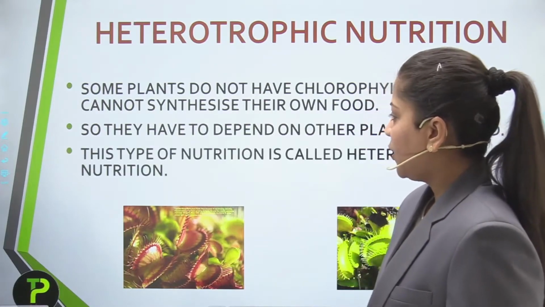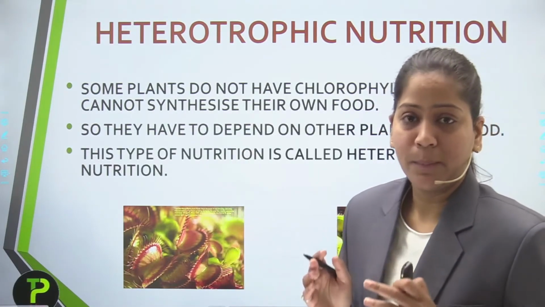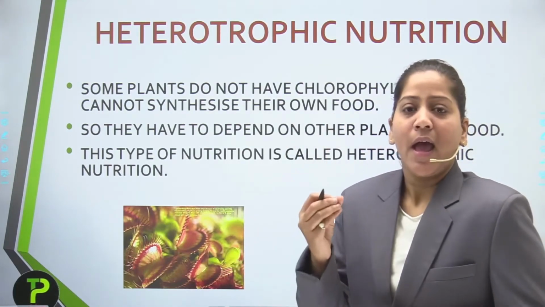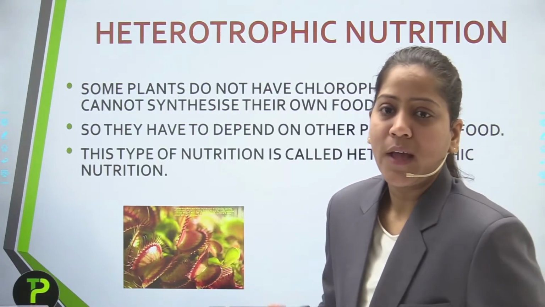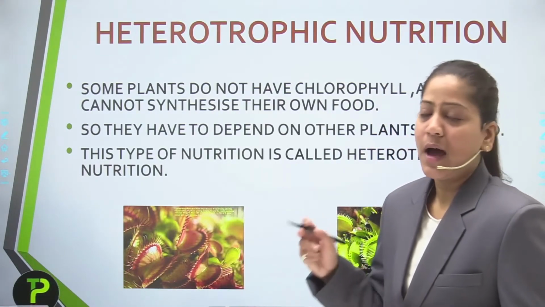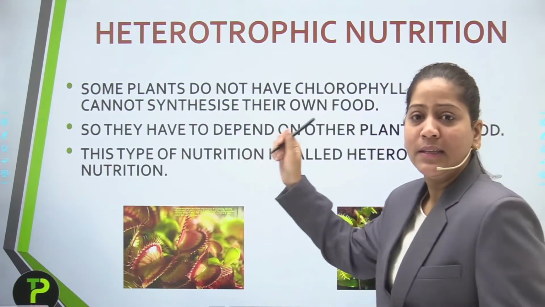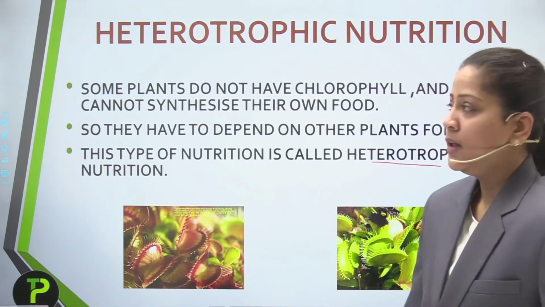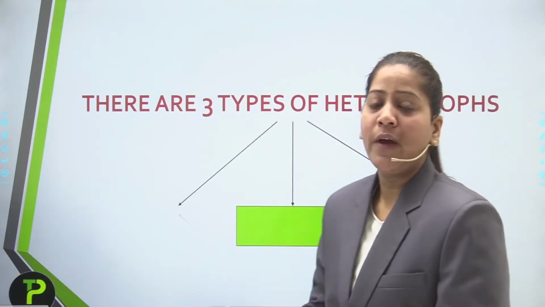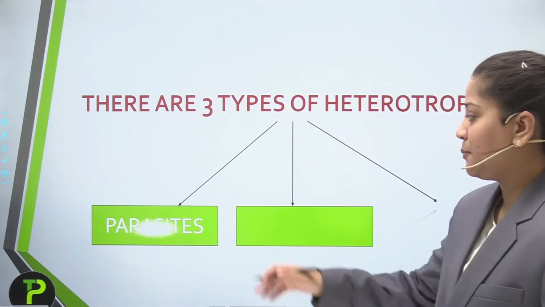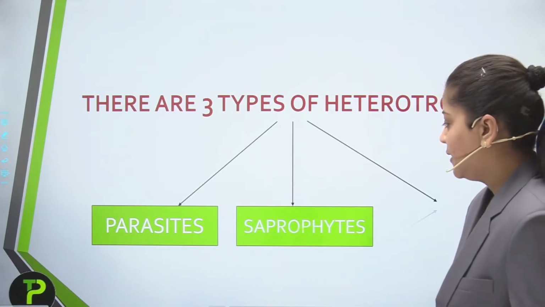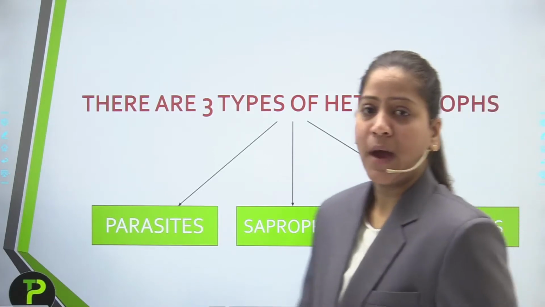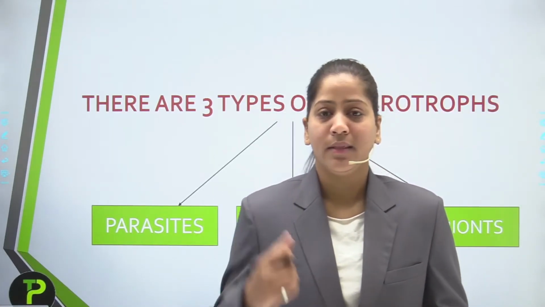Now, the next point is this type of nutrition in which an organism, it may be plant or animal, depends on another organism to get food or nutrition. These are heterotrophic organisms, and the nutrition is known as heterotrophic nutrition. Now there are three types of heterotrophic nutrition. One is parasites, the second is saprotrophs, and the third is symbiont. Now we will be discussing them one by one.